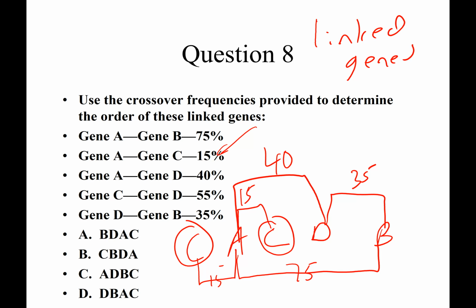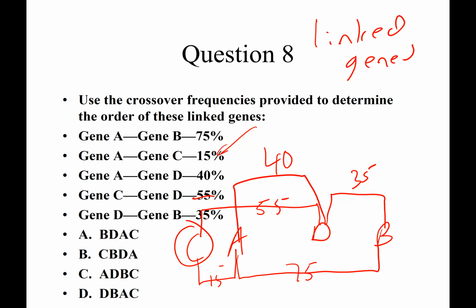Notice that C and D cross over 55% of the time. Well, that tells you that C can't be here in the middle, because the crossover between A and D is only 40, but the crossover between A and C is 15. I'm hoping you see that that means that these two should cross over 55% of the time. So what we've just done is we've mapped this chromosome. We know the relative order of the genes on it.